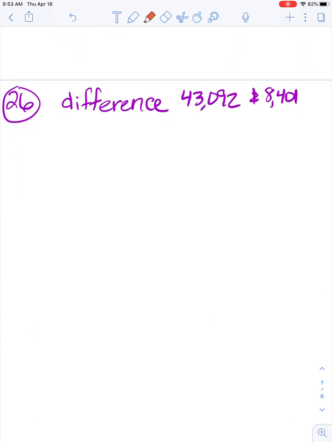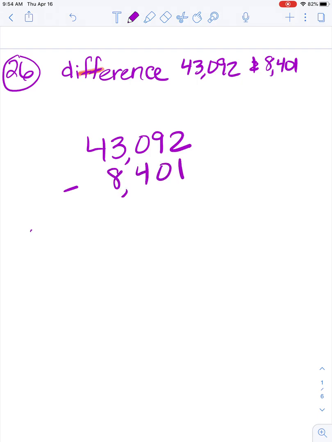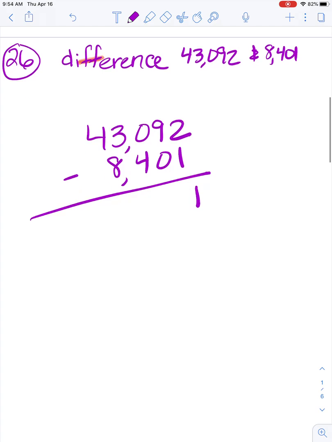All right, we're going to do difference. And if you remember with the word difference, we make the F's into a minus sign. So that means we are going to be subtracting. So we're going to take 43,092 minus 8,401. If I have 2, can I take away 1? I sure can. If I have 9, can I take away 0? Yep. If I have 0, can I take away 4? Nope. Go next door and get 10 more.